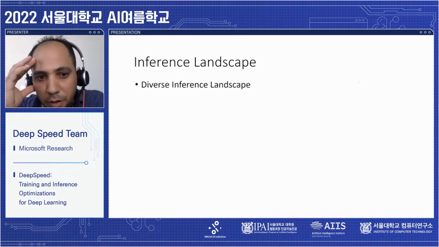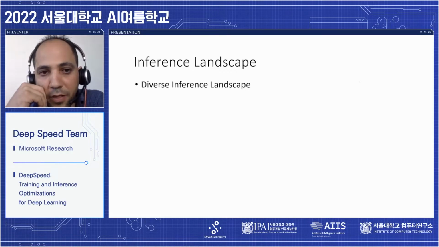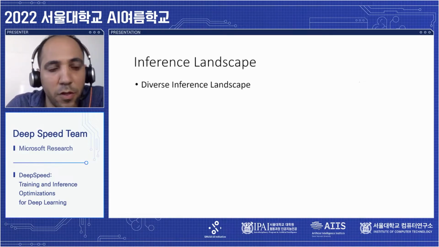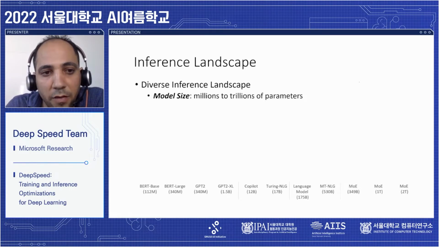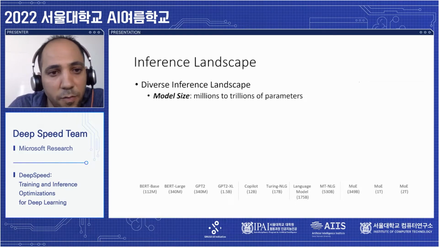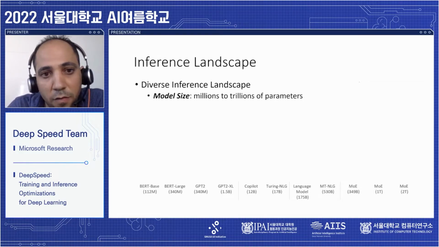So here in this part, I'm going to talk about the inference technology in DeepSpeed to enable massive model inference. First, let's talk about the inference landscape. As we know, we have different applications and different requirements at DeepSpeed inference. Regarding the model size, it can range between hundreds of millions of parameters to hundreds of billions, and even the new models have up to trillion parameter models.